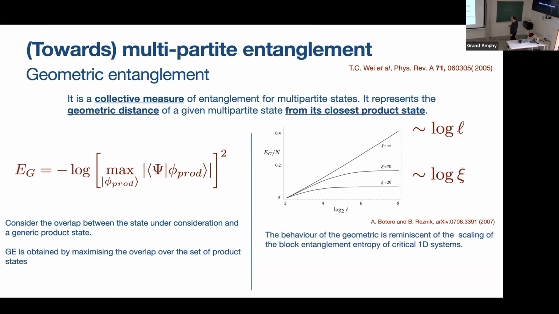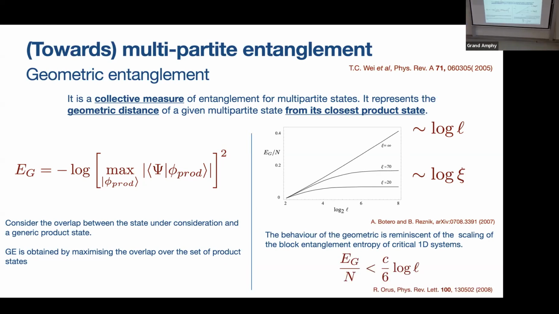Even, for instance, in one-dimensional spin systems, the only more solid result, as far as I know, is this one by Roman Orús, who could prove that if you take a critical system, the geometric entanglement defined in this way with this overlap, the density, scales with n, but if you take it per particle, then it's bounded by the entanglement entropy.